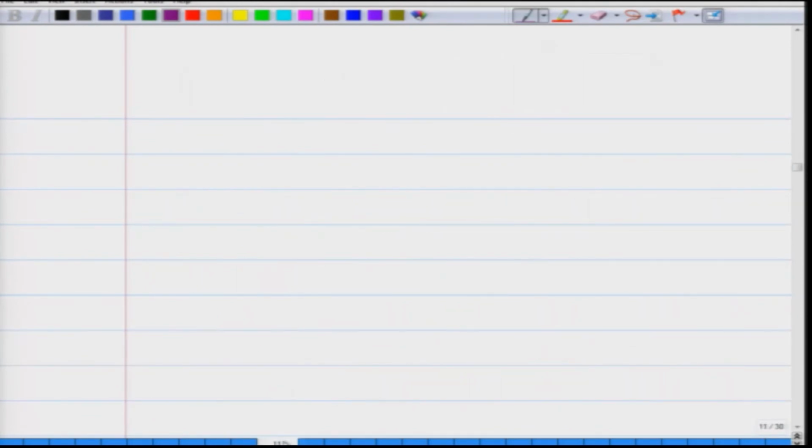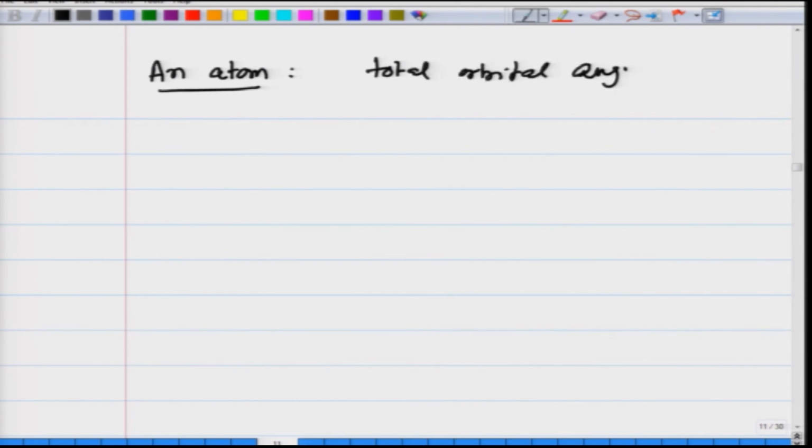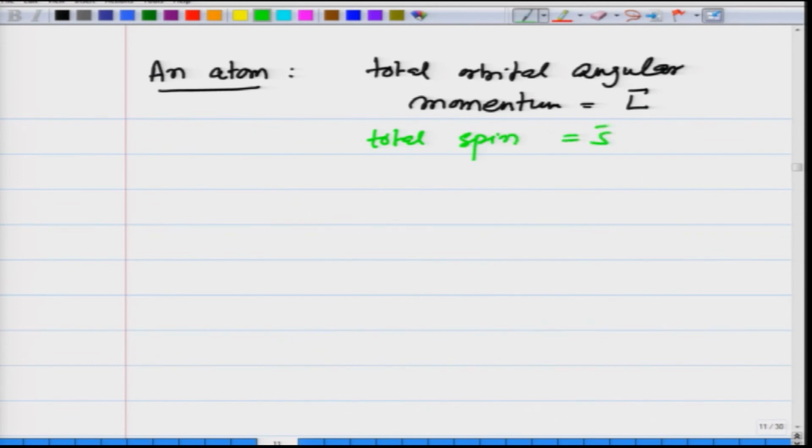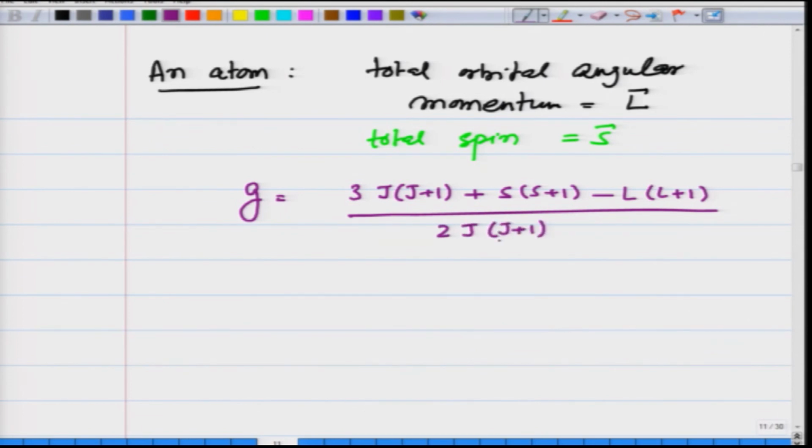So, what we have found now, if I have an atom that has the total orbital angular momentum equals L, total spin equals S, then taking into consideration the magnetic moments due to L and S, I get the Landé g factor g equals 3 by 2 plus S(S plus 1) minus L(L plus 1) divided by 2 J(J plus 1), and therefore, the magnetic moment of the system is given as minus this g that we have calculated, mu_B, where mu_B is the Bohr magneton, times J.